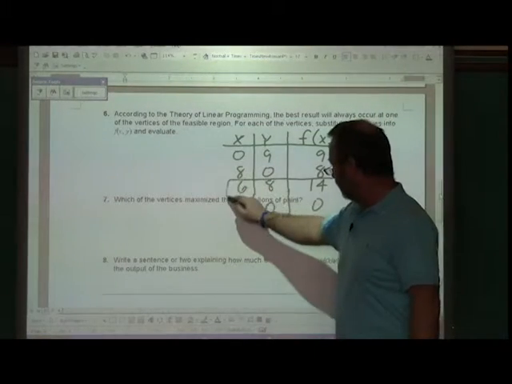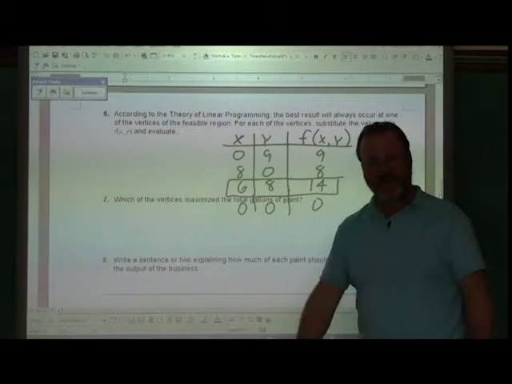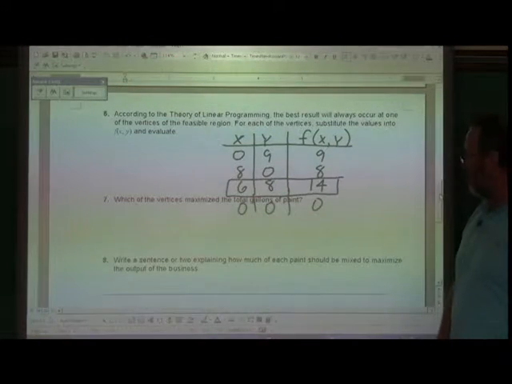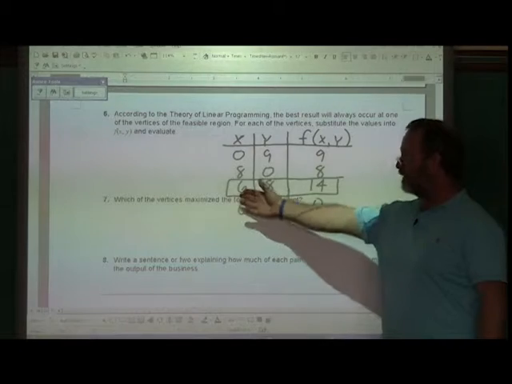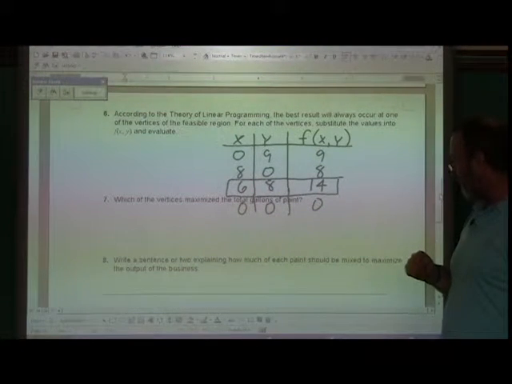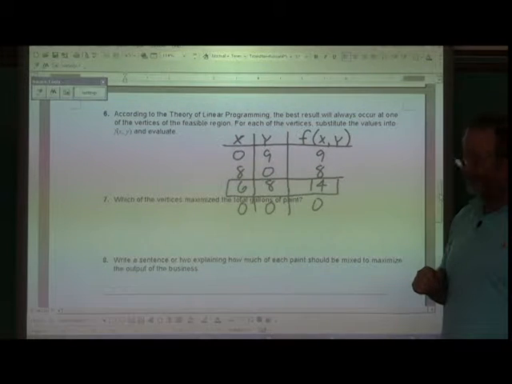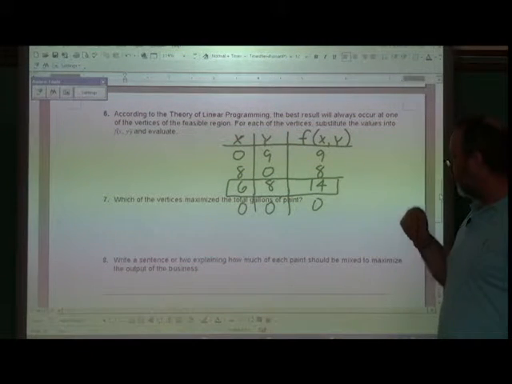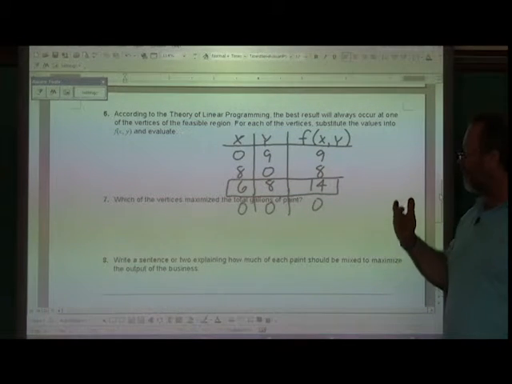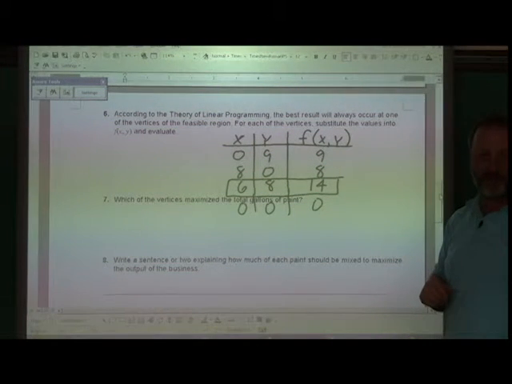So, I make my most gallons of paint when I make 6 gallons of spring green and 8 gallons of flash green. I hope that that little explanation helps you with how to do linear programming.